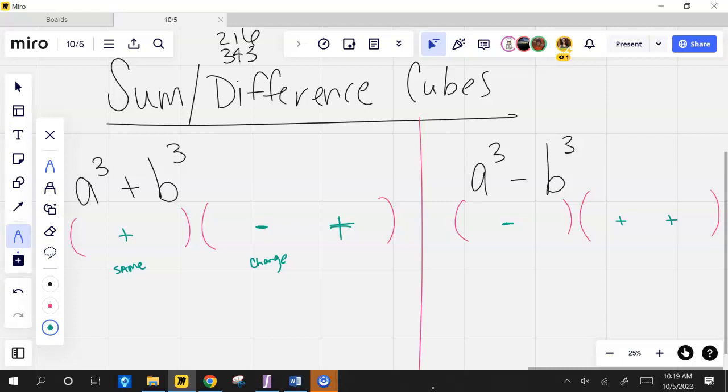All right. We'll figure out the first parenthesis. What times itself 3 times gives you this number? What times itself 3 times gives you this number? Now I'm going to use this to form this trinomial.